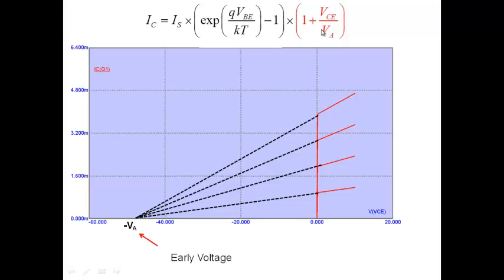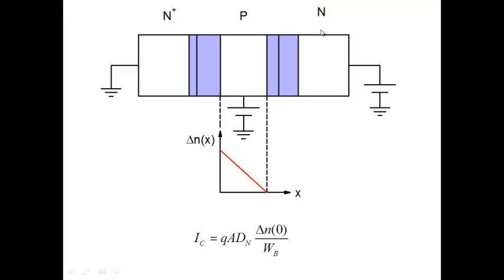All right, so we would like to know what VA depends on. So what we'll do is a simple derivation for early voltage. This is the diagram that we frequently use for an NPN transistor. The depletion regions are shown on the two sides, base-emitter and base-collector. And what we are also showing, in active mode, is the profile of the electron density which is injected into the base.